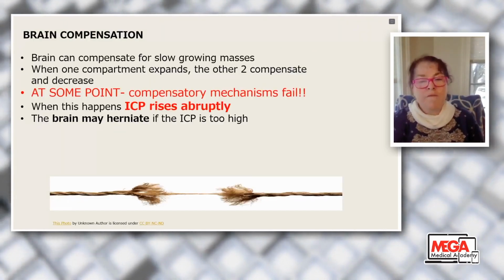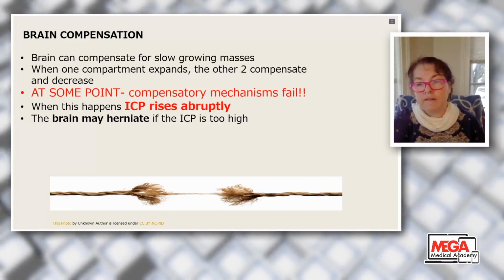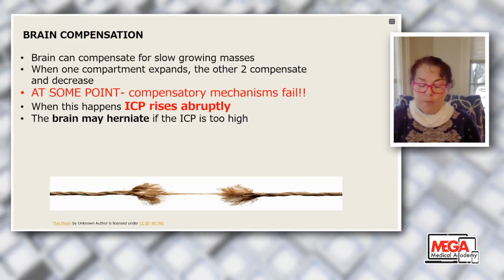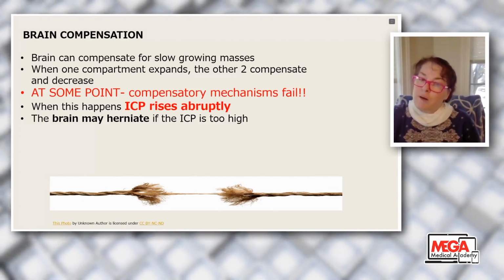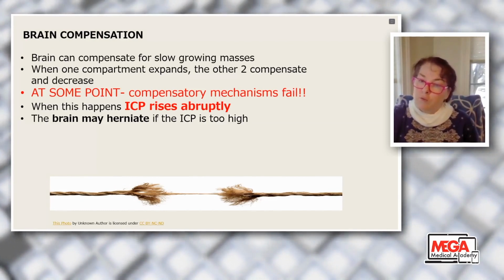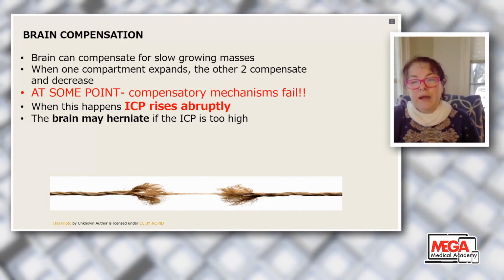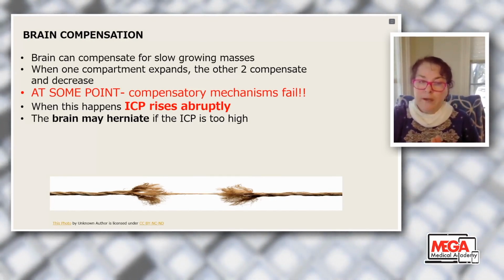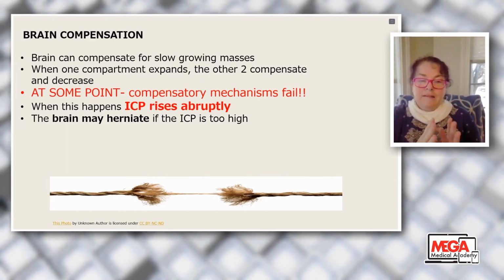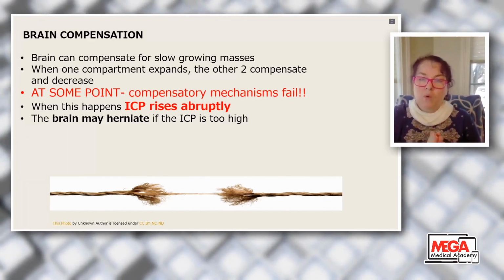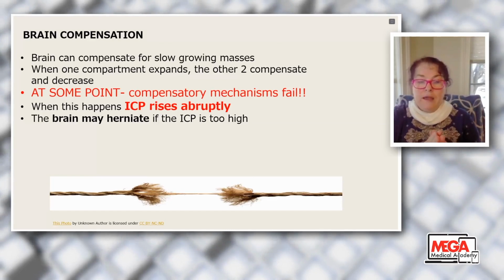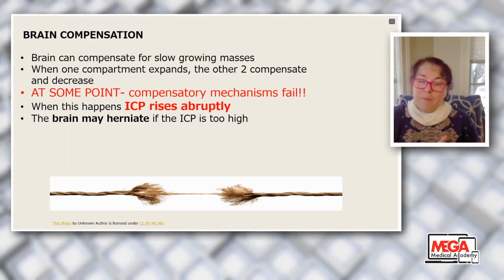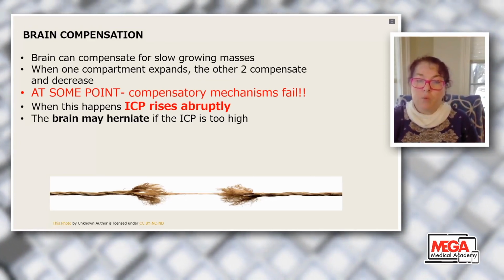Now, when you have a mass that starts growing in one of these components, because the skull is rigid and because all the parts have to equal 100%, if one part increases, obviously the other 2 parts have to decrease. And the brain has a capability of tolerating this and compensating to a point. But unfortunately, at some point, the brain will not tolerate it anymore, and all these compensatory mechanisms fail. And when this happens, the intracranial pressure rises abruptly.